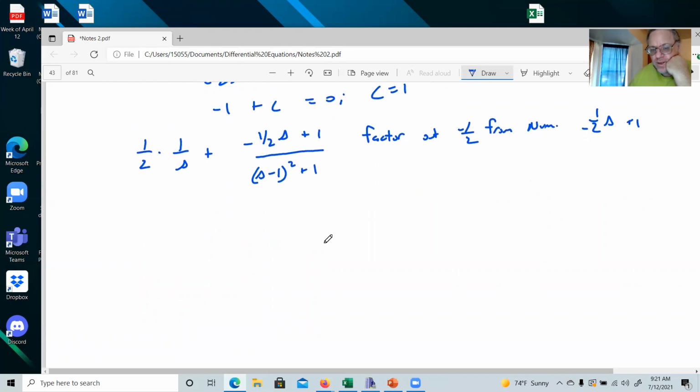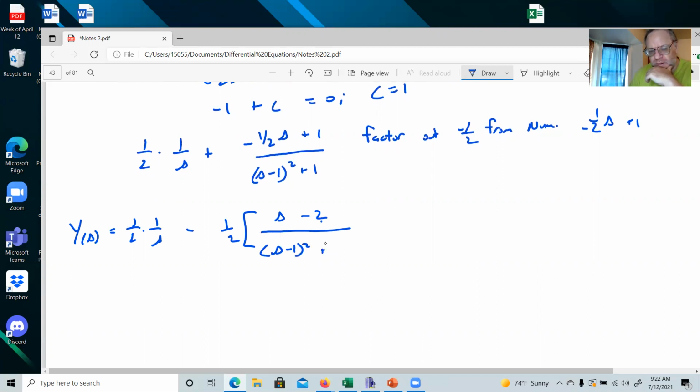This term is fine. So 1 half times 1 over s, we're fine to take the inverse Laplace transform of this right now. So this is minus 1 half, and what do we have? We have s. It looks like we have minus 2 here. If I multiply negative a half times negative 2, we're going to get back to positive 1, over s minus 1 squared plus 1.